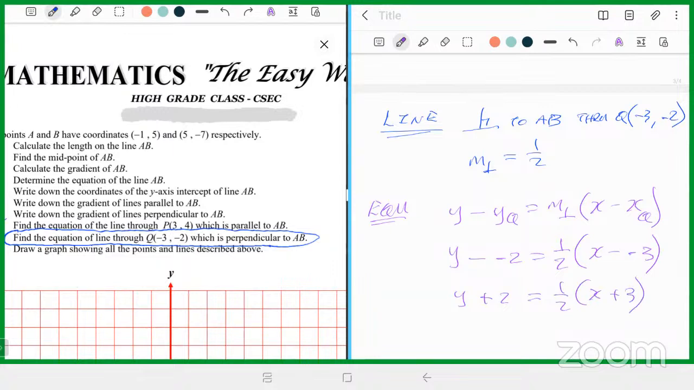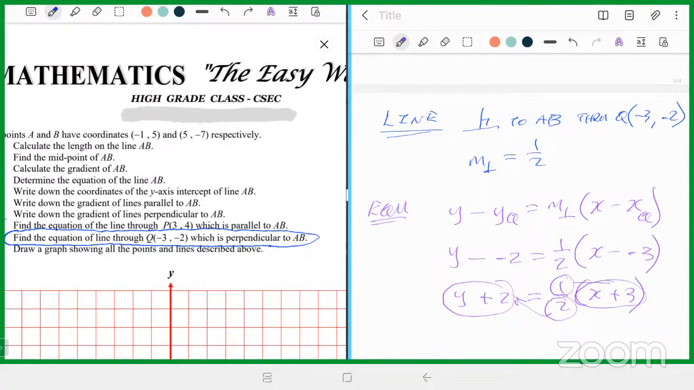Now, if you like, you can expand the half over this bracket. But an easy way of getting rid of the fractions to make the working a little bit easier is to multiply the denominator of this fraction gradient over onto this side. Multiply it over here, and then multiply whatever number is here across this bracket.